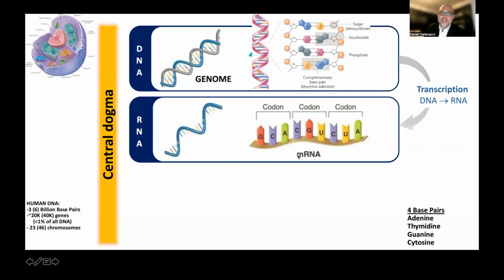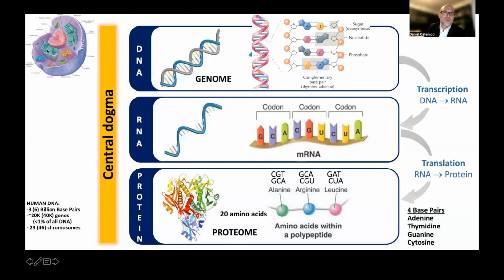And so this messenger RNA then travels from the nucleus where it was made into the cytoplasm, which is inside the cell still, but outside of the nucleus, to this Golgi apparatus in green. And in that Golgi apparatus, the messenger RNA is translated into protein.